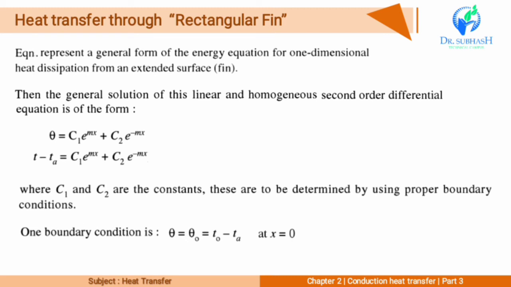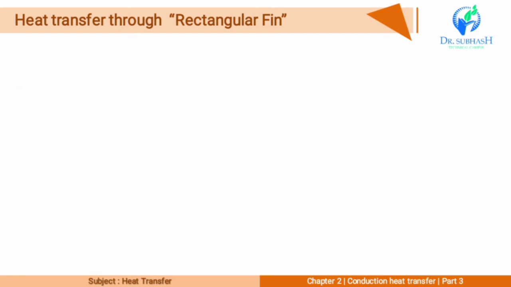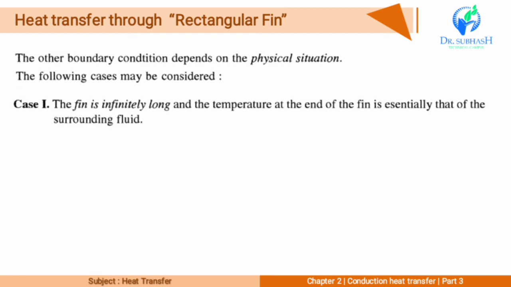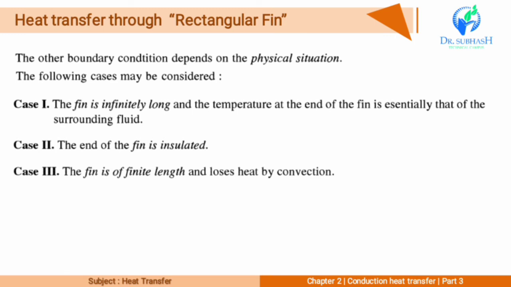One boundary condition is theta is equal to theta 0, that means T0 minus Ta, at x is equal to 0. The other boundary conditions depend on the physical situation. The following cases may be considered to solve for the values of C1 and C2 with the help of other boundary conditions. Case number 1, the fin is infinitely long and the temperature at the end of the fin is essentially that of the surrounding fluid. Case number 2, the end of the fin is insulated, and case number 3, the fin is of finite length and loses heat by convection.